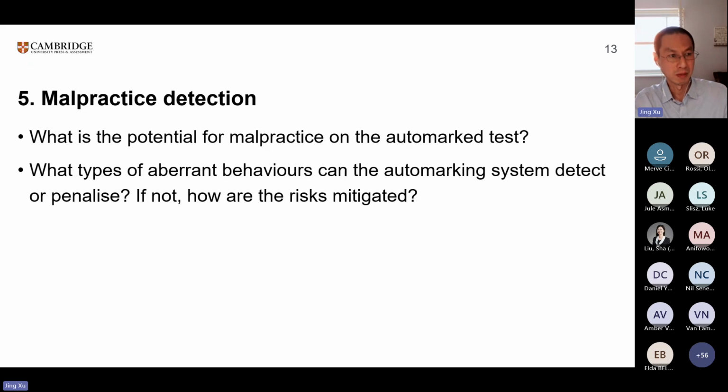The fifth bullet is about malpractice detection. I mentioned that this is utterly important. There's a high chance that when candidates know that the test is being auto-marked, being marked by computer, they may come up with different gaming behaviors.